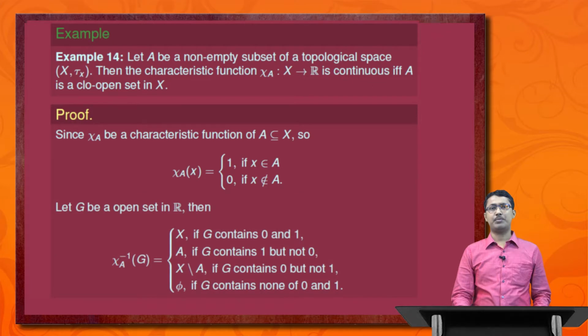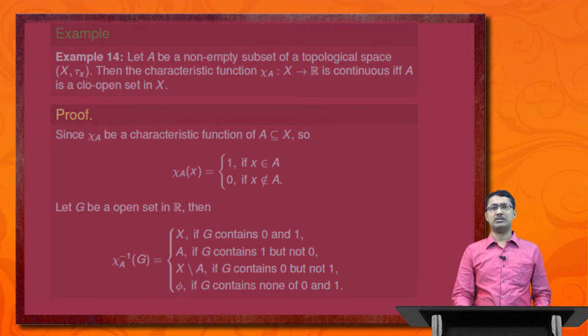Let G be any open set in R, then chi A inverse of G, that means the inverse image of G under the characteristic function chi A, is equal to X if G contains 0 and 1, and it is equal to A if G contains 1 but not 0, and it is equal to X minus A if G contains 0 but not 1, and finally it is equal to phi if G contains neither 0 nor 1.